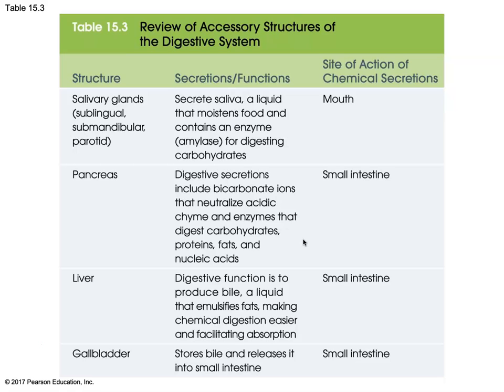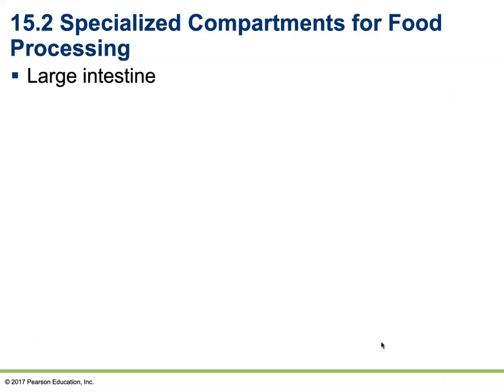The liver is going to secrete bile into the small intestine to help emulsify fats. The gallbladder is going to store bile and release it into the small intestine. And again, that bile is going to help with the digestion of fats. So spend a little bit of time with this table as well. This would be a great one for turning into flashcards, or if you can learn better from it in table form, go ahead.